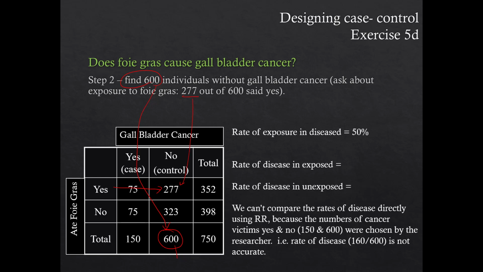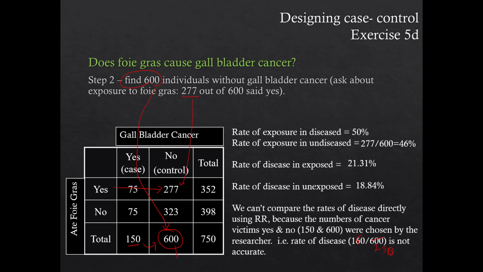The problem is that the relation between these numbers, 150 and 600, was chosen by the researchers. So this rate of disease, oh, this is a mistake here. That should be 150 out of 750. It is not accurate. So we can't calculate relative risk directly. What we're going to do is just calculate these numbers. You can go through and calculate them.